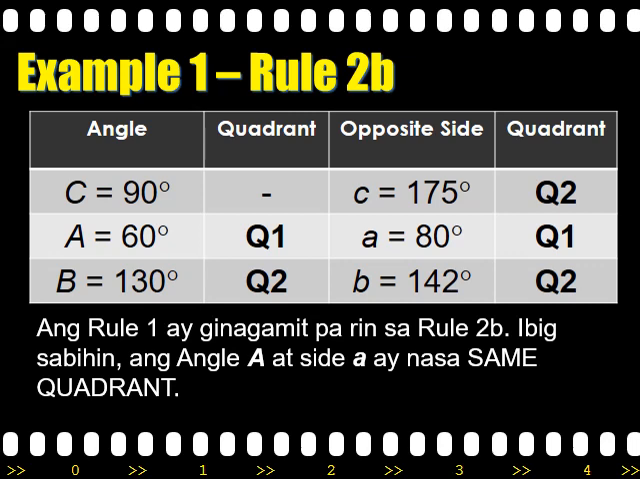Now, just like in rule 2A, applicable pa rin ang rule number 1. So, ibig sabihin, yung angle A natin, dapat ay nasa same quadrant as your side A. So, in this case, pareha silang nasa Q1. Same thing goes for B. So, applicable pa rin ang rule number 1. So, since your angle B is in quadrant 2, ibig sabihin, si side B nasa quadrant 2 rin.